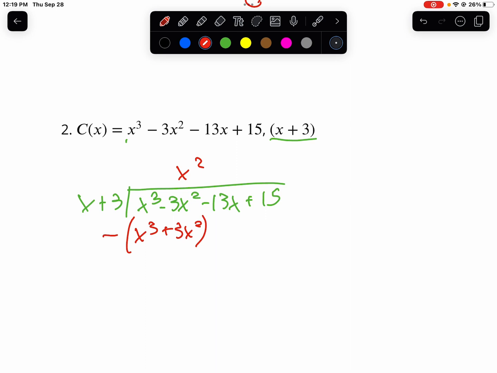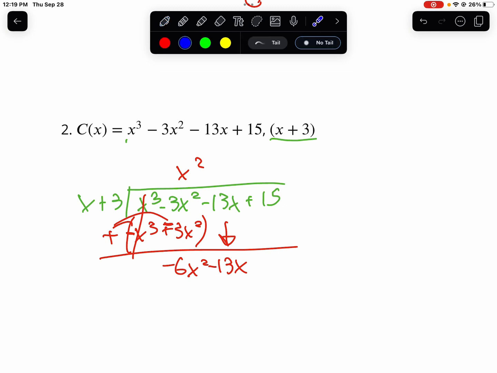We need to subtract each of these, so we're going to change both of these terms' signs. This is going to be negative, this is also going to be negative, and then we're going to add them up and down. So the x cubes cancel, and you're left with negative 3x squared minus 3x squared, which is negative 6x squared. You bring down the negative 13x, and then you do the same thing once again.